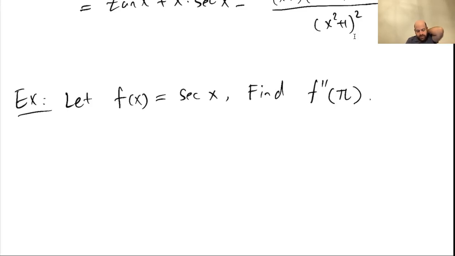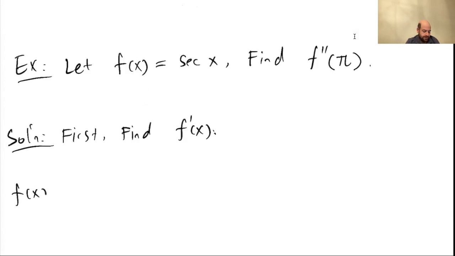First we need to find f prime of x. Once we have f prime of x, then we can find f double prime of x, which is the derivative of f prime, and then we can replace x with pi. Okay, so solution: first find f prime of x.